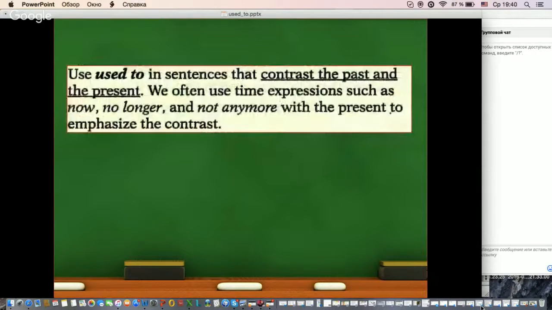Thus, we use "used to" in sentences that contrast the past and the present. We often use time expressions such as "now", "no longer", and "not anymore" with the present to emphasize the contrast.